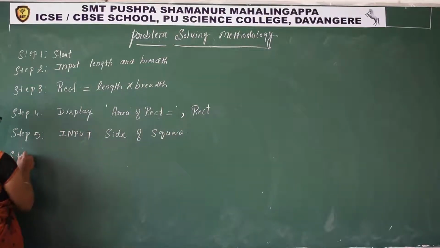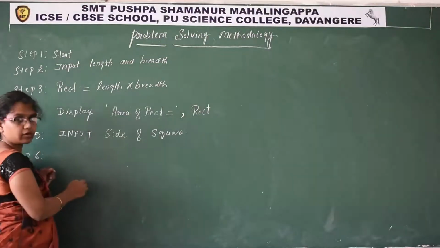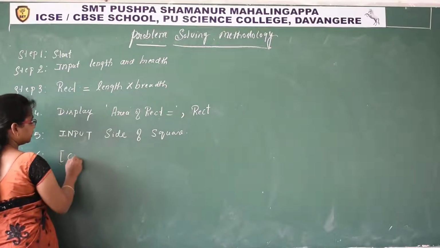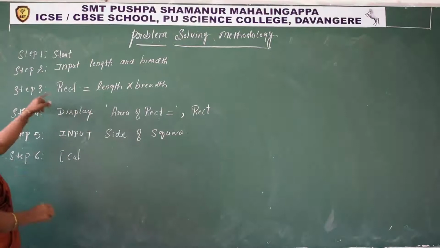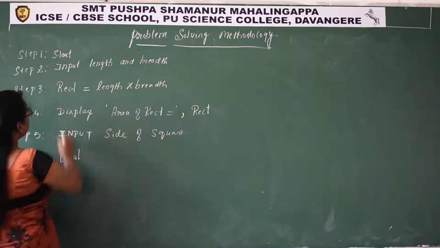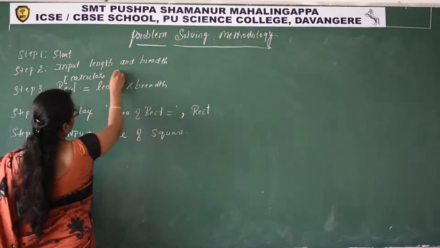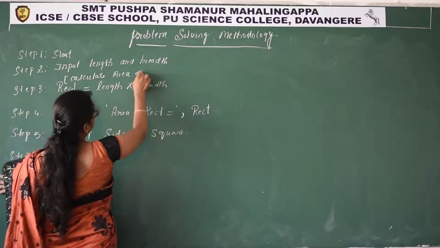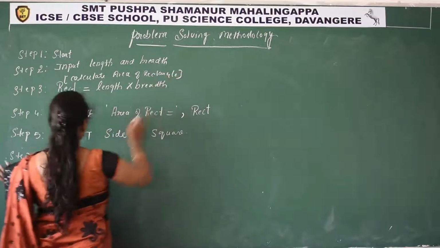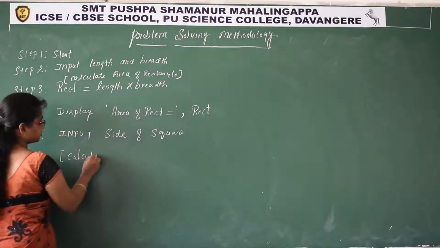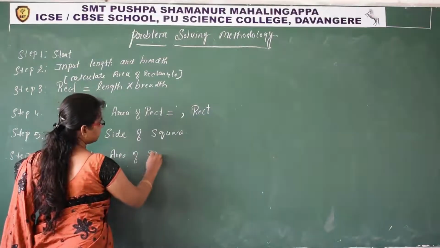Step 6, calculate area of square. You can write it in a square bracket, it is a comment. Here also you can include that comment. Calculate area of rectangle, that is here. Calculate area of rectangle. Here, calculate area of square.